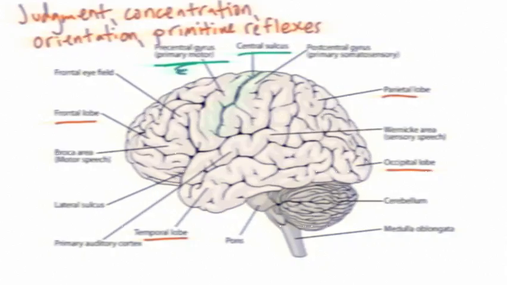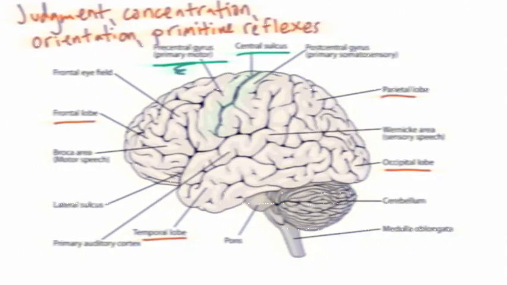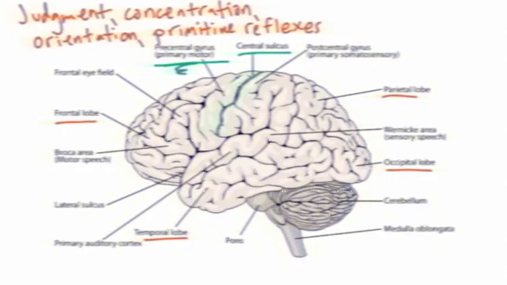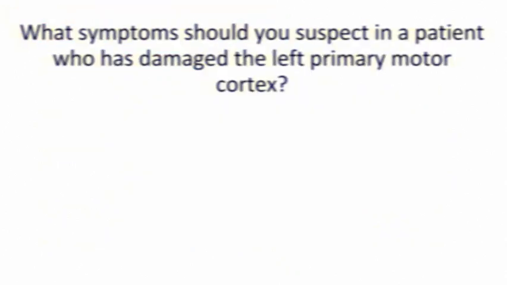This is why when the left primary motor cortex is damaged, the right side of the body is affected. Okay, with this in mind, let's do a question. What symptoms should you suspect in a patient who has damaged the left primary motor cortex?